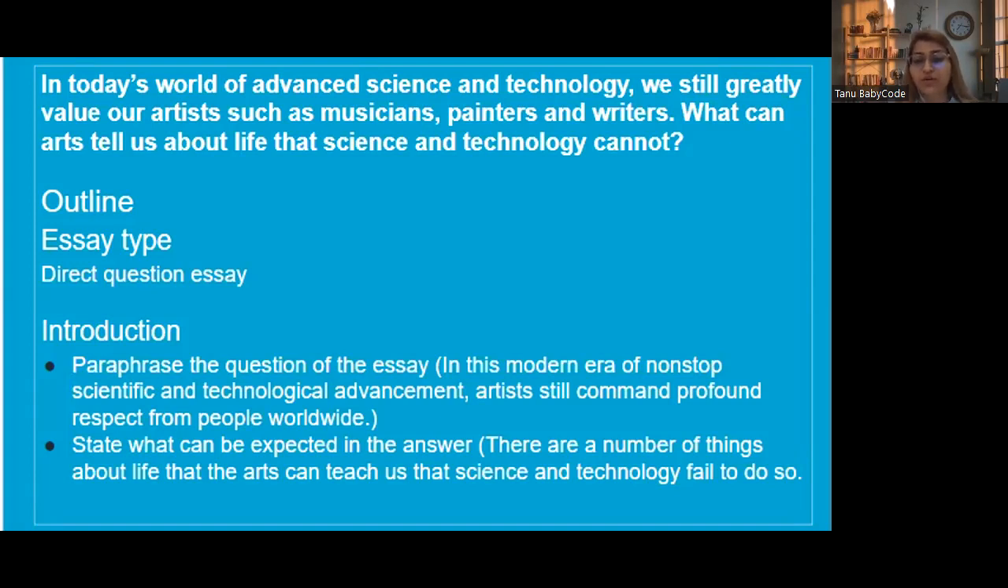In this modern era of non-stop scientific and technological advancement, artists still command profound respect from people worldwide. So, in the question, it was today's world of science and technology. Here it is the modern era of non-stop scientific and technological advancement. Artists still command profound respect from people worldwide. That means they are still of great value, of great importance. Worldwide means that from all over the world, people are giving respect, people are valuing artists, right?